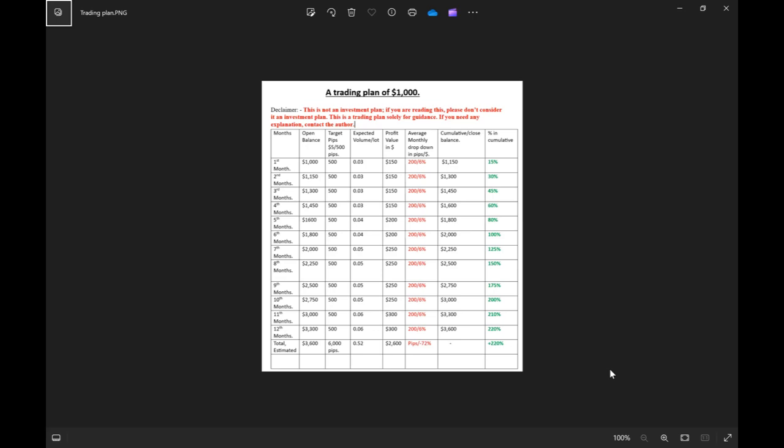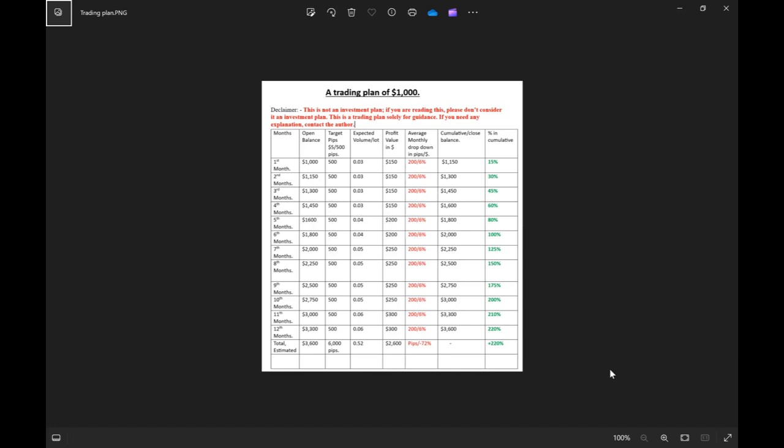So we may adjust the pip target because these are monthly. This pip target is not that anytime we place it, it must go 500 pips. This pip target is cumulative in a month. If we're able to get 500 pips in the market, then we can make $150 profit.